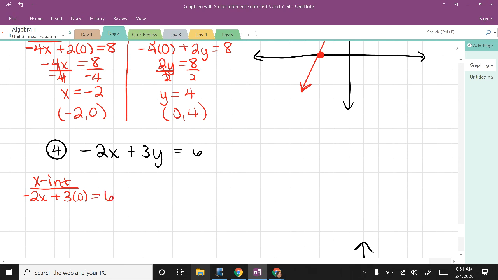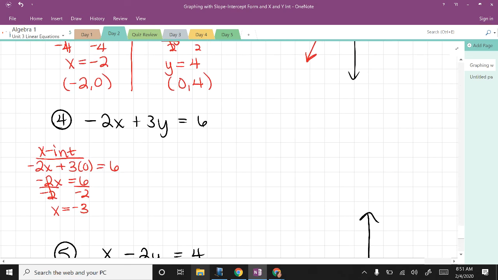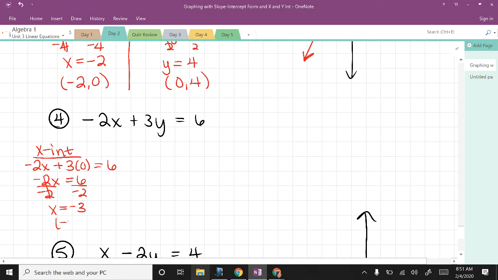Okay. So that part makes 0, so that's just -2x equals 6, right? Right? Now what? Divide by -2, and x equals -3. So -3, 0 is the x-intercept. You okay with that?